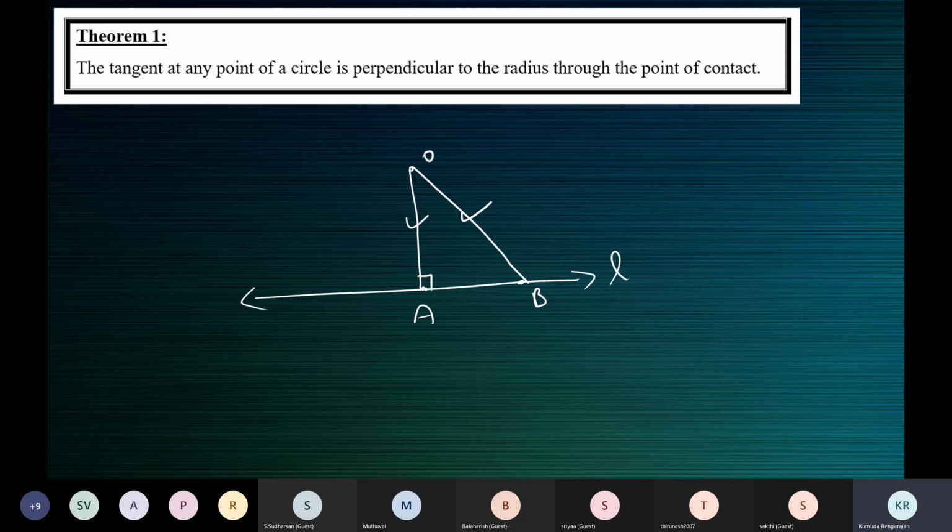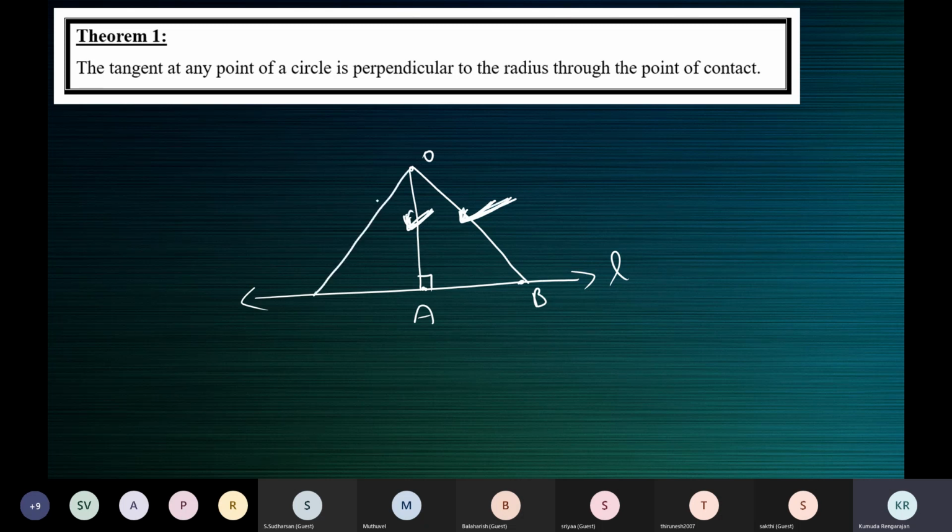When you compare OA and OB, OB being the hypotenuse, we are only saying that OA is shorter than OB. We are not saying that OA is the shortest side of the right triangle. That we can't say. Comparing these two, since OB is a hypotenuse, OA is shorter than OB.